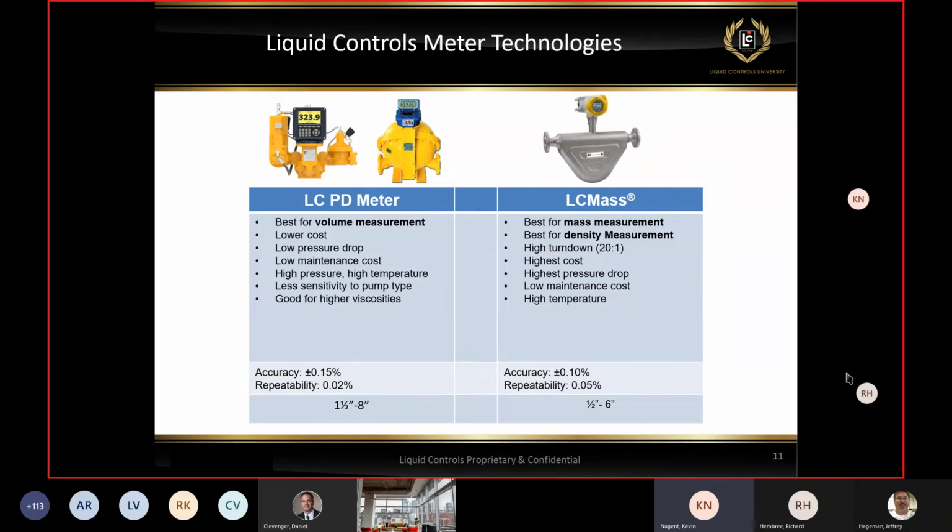You see the accuracy and repeatability statements, as well as the sizes that we're able to offer the PD meter in. On the other side, a mass flow meter may be considered when weight or mass is required. It is also a meter that can provide a very accurate degree of density measurement. It has a higher turn down ratio compared to a PD meter. It does have a little bit higher cost, and depending on the application and the liquid it's going to measure, it may have a higher pressure drop. So you've got to be concerned about what type of pump you're using. There's very low maintenance cost and it can measure accurately at very high temperatures.